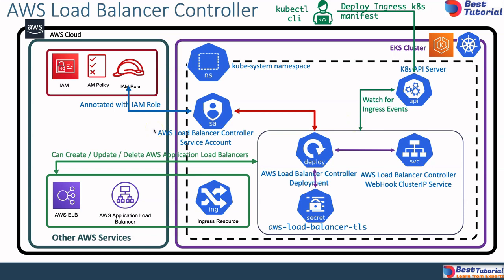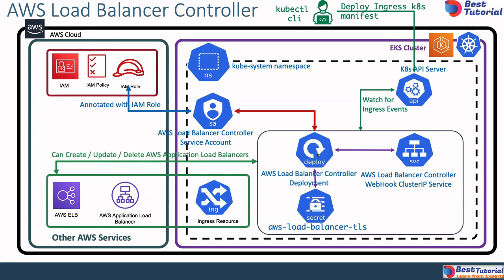Another important thing which we need to know here is this AWS load balancer controller deployment. Inside this deployment, we have the load balancer controller pods. Those are nothing but workloads in our EKS cluster. And those workloads are able to create an AWS service named AWS application load balancer from the EKS cluster itself, right?